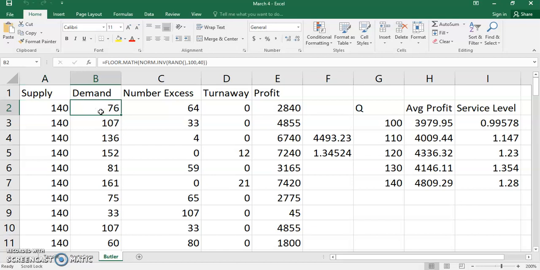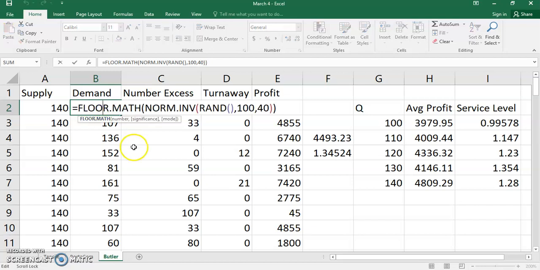In column B, what I've done is I figured out the demand. So a couple things about this formula. It's something that we haven't seen. What I did first, so ignore the floor math, talk about that in just a second. What I did first was that same formula from the Porticom example. So I did a random number. That's what this RAND and then parentheses is. And then my mean was 100, standard deviation was 40.